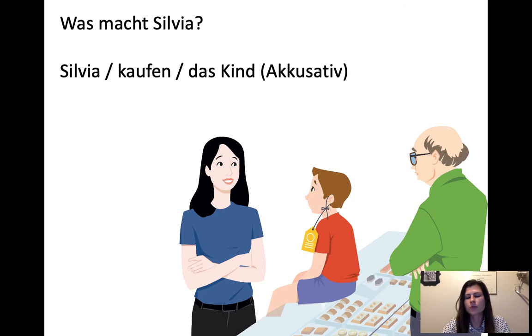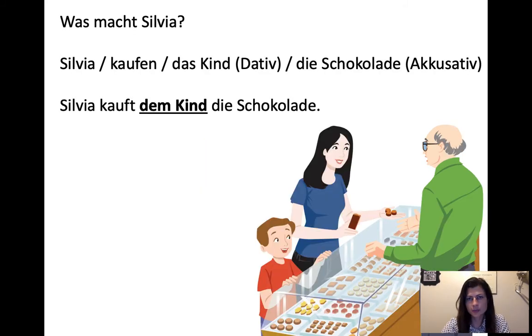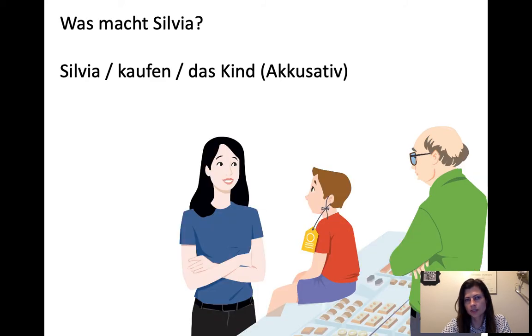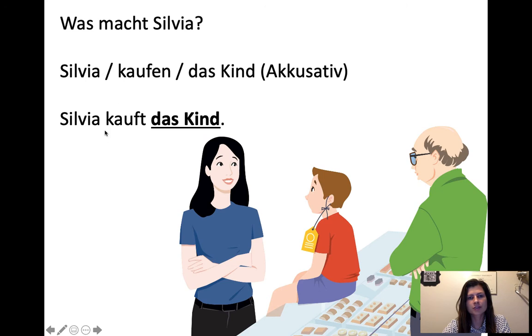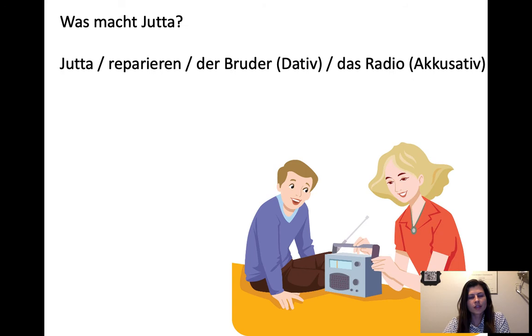Now we saw the child, in the last one, the child is the indirect recipient of the action. Sylvia buys, and then the child indirectly receives that action. But what if the child were the direct recipient of the buying action? That would be something like Sylvia kauft das Kind. Now we have Sylvia buys the child instead of Sylvia buys the child the chocolate. So it's a very different situation. So being able to recognize what case it is in will very much affect what's going on in the sentence, right? Sylvia buys the child. Okay. Was macht Jutta?